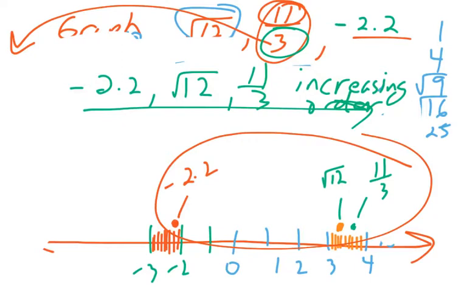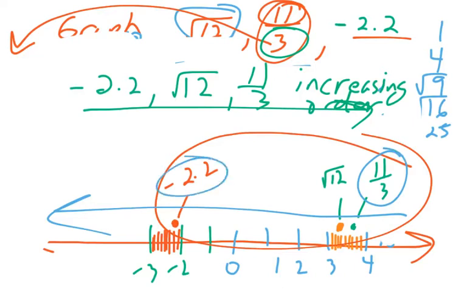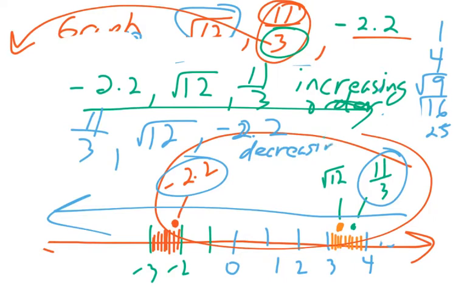Now guess what? If we're doing decreasing order, we would actually reverse that because now we're going this way on our number line in terms of listing numbers. Because this number is the largest, this one's the smallest. So we would do 11 over 3, square root of 12, and negative 2.2 if we are doing decreasing order. Okay, so hopefully that makes sense for increasing and decreasing order.